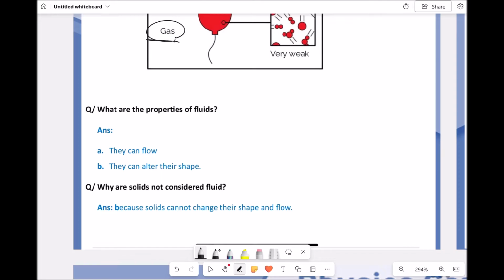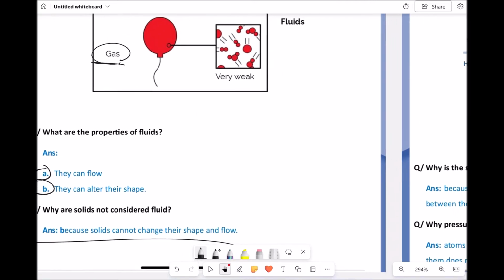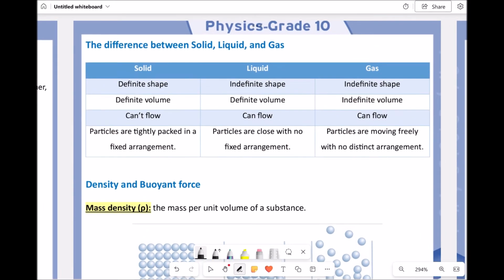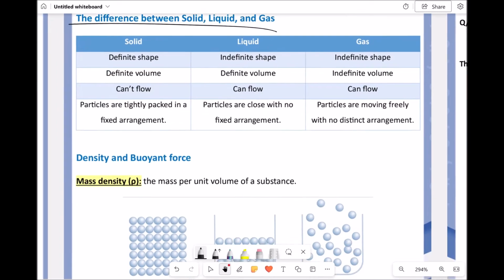Or you have gas. If you have a balloon and you compress this balloon, you can see that the gas in the balloon changes shape easily. So these are the properties of fluids. They can flow, meaning they can move, and they can change their shape. If you are asked why solids are not considered fluids, it is because they cannot change their shape and they cannot flow.